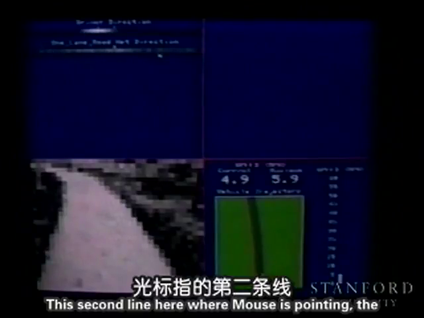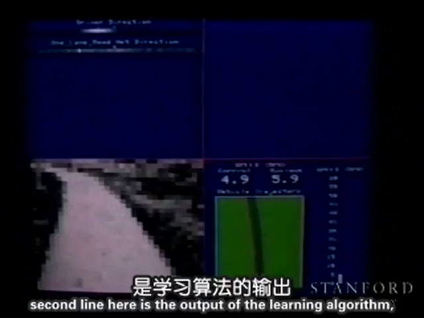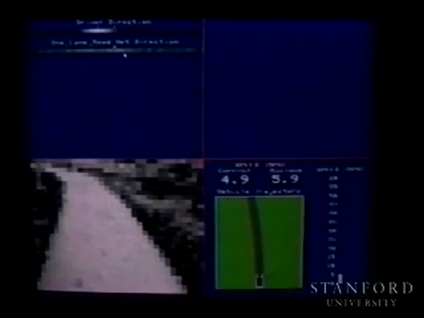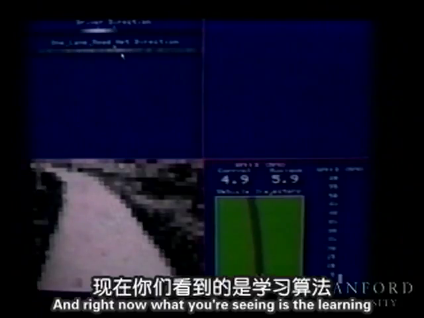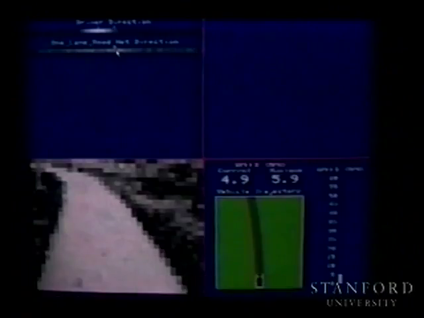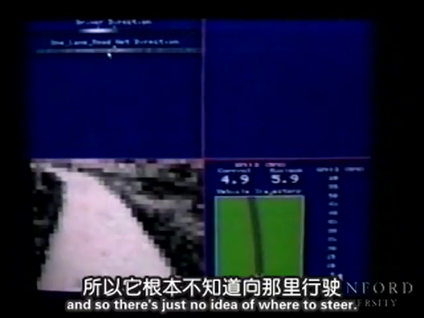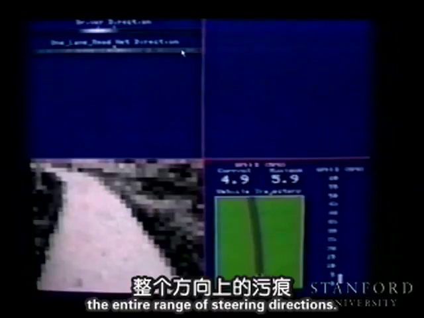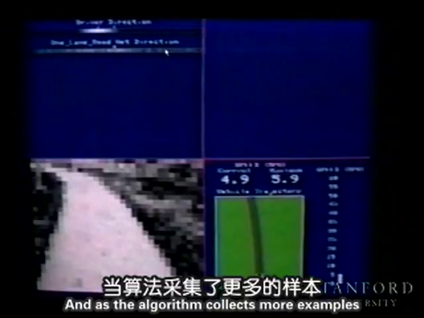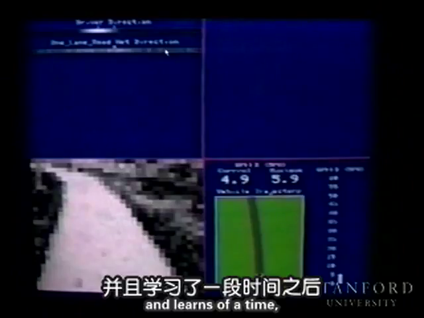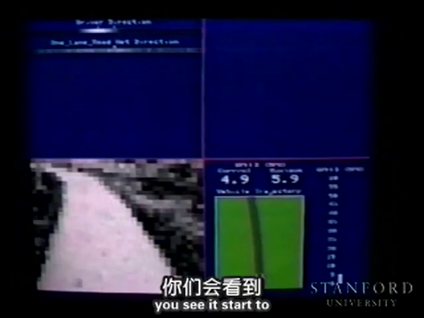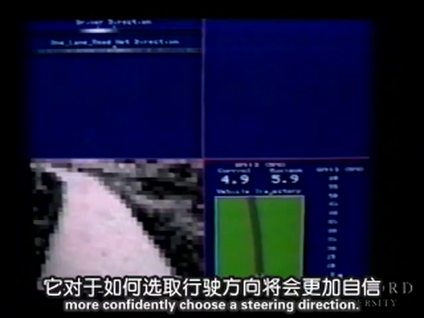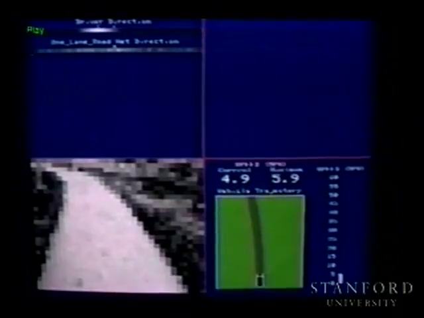This second line here, where my mouse is pointing, is the output of the learning algorithm, and where the learning algorithm currently thinks is the right steering direction. Right now, what you're seeing is the learning algorithm at the very beginning of training, so it actually has no idea where to steer, and its output is sort of a white smear over the entire range of steering directions. As the algorithm collects more examples and learns over time, you see it start to more confidently choose the steering direction. So let's keep watching the video.